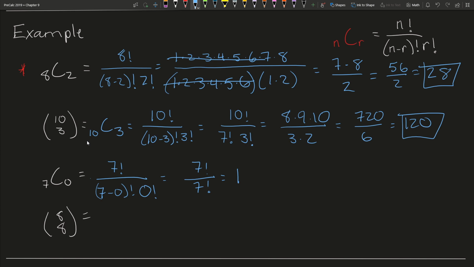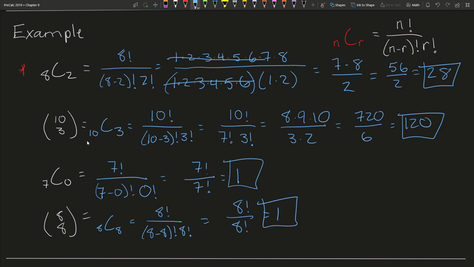On the other end, 8 choose 8. If you have anything choose itself, that will also be equal to 1. Again, because we get 8 factorial over 8 minus 8 factorial times 8 factorial, which is really just 8 factorial over 8 factorial, which is just 1. All right, so questions over any of those examples?